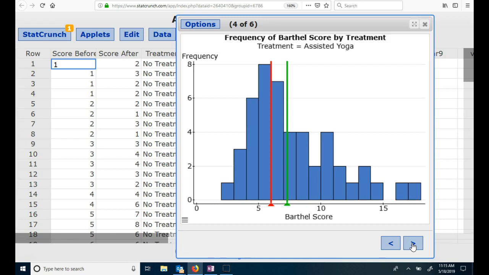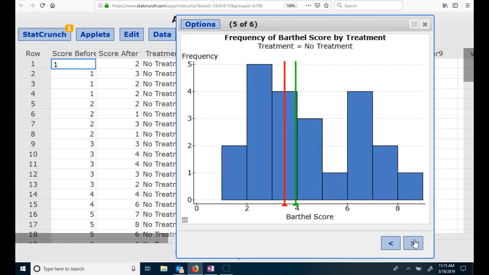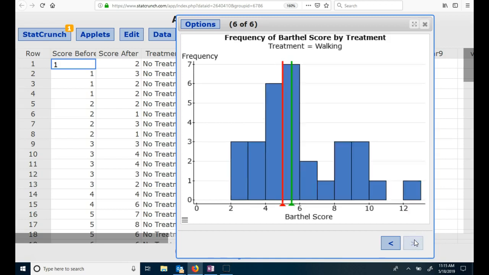Next up, after assisted yoga. Okay. And here we go. That one looks kind of normal. It's a little skewed. Not great, but that's okay. This one, that looks off. It doesn't look incredibly normal. And this one here, that one also doesn't look incredibly normal. So our after treatments actually kind of weirdly don't look as normal as our before treatments. Okay? So I wouldn't want to really trust that too much, even though there's not a huge difference.